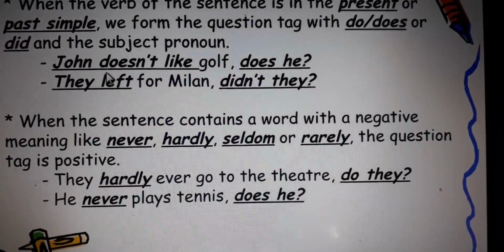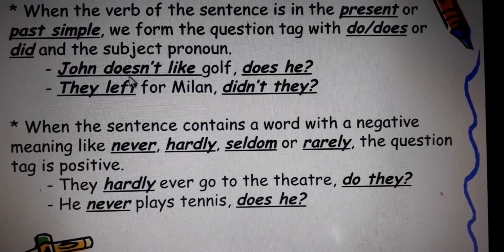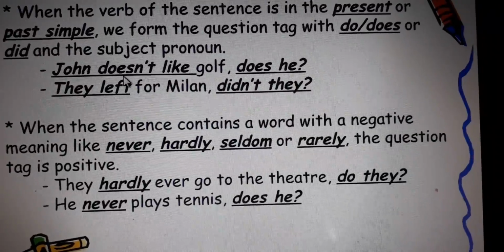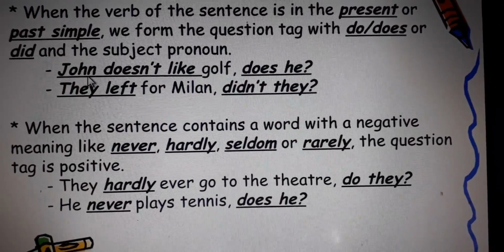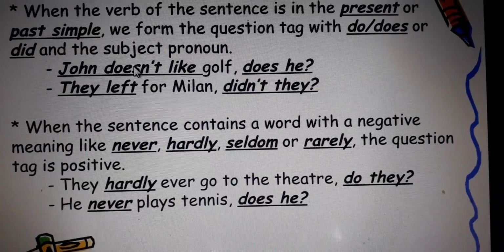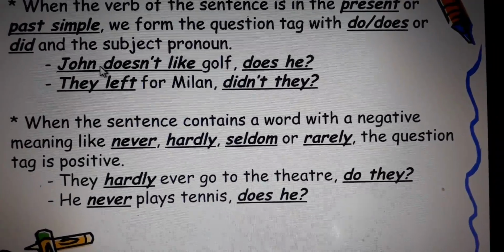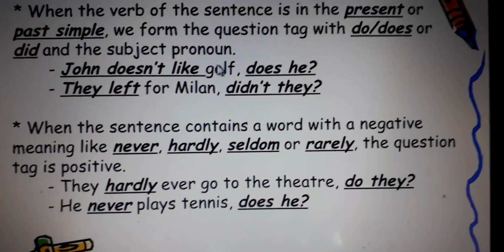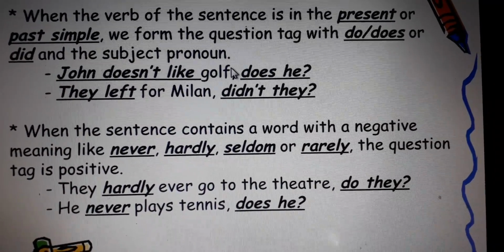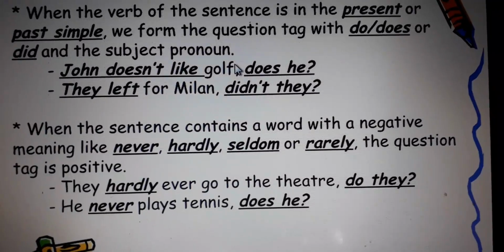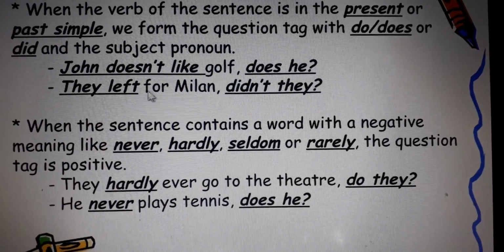Okay, see here, John doesn't like golf. Now here does is already a helping verb, so no need to think. We'll use does he. It is already negative, so we are going to provide a positive question tag. John doesn't like golf. Does he? Are you sure? We are confirming. So here the statement says John doesn't like golf, and we are confirming by asking does he? Are you sure?